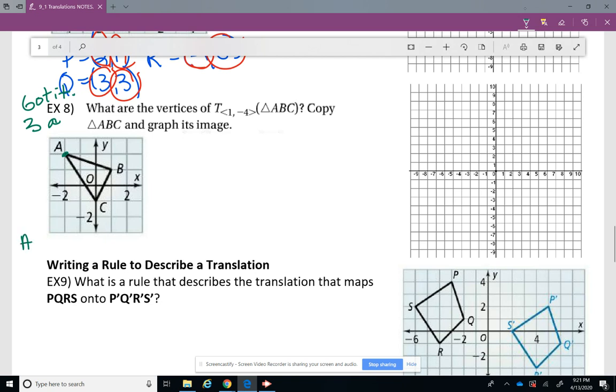Let's see. A is negative 2, 2. Let's go do that one. Negative 2, 2. That is A. B is 1, 1. That's B. C is 0, negative 1. Connect your dots. A little bitty triangle, right? See if I can make that look a little better. Sorry, I don't have a ruler.